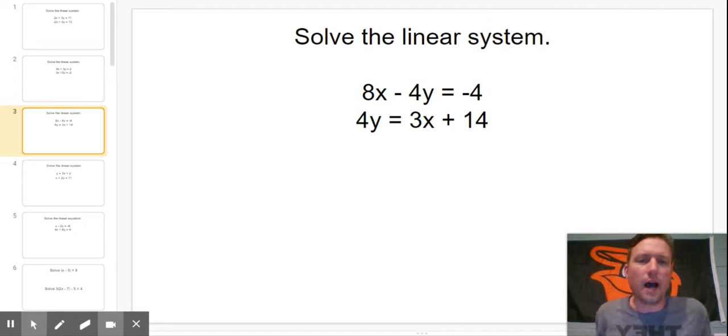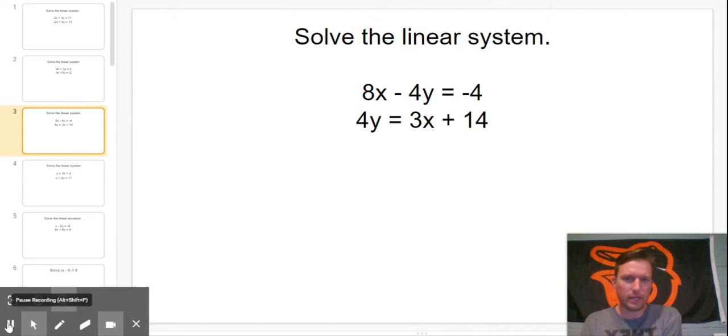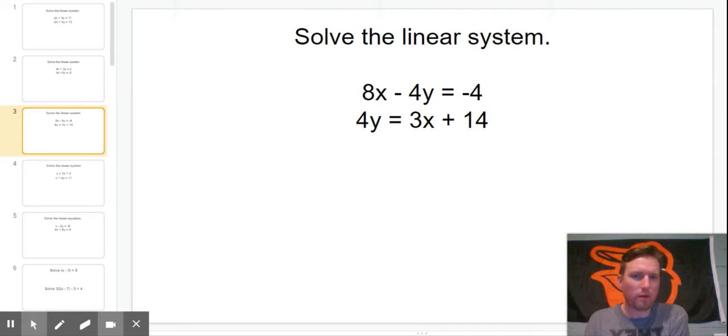So when I look at this, though, I see 8x minus 4y equals negative 4. And then my second equation is 4y equals 3x plus 14. What I want to do is look at these and arrange them so that they are written in the same way, so we can really see what we have and really compare apples to apples. So let's look at how we would do this. I'm going to keep my first equation here where I have my x variable, then my y variable, x coefficient, y coefficient, and then my answer.